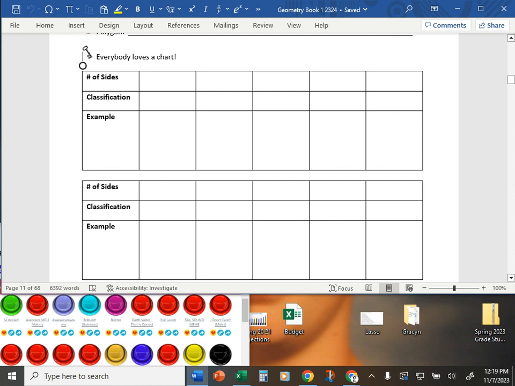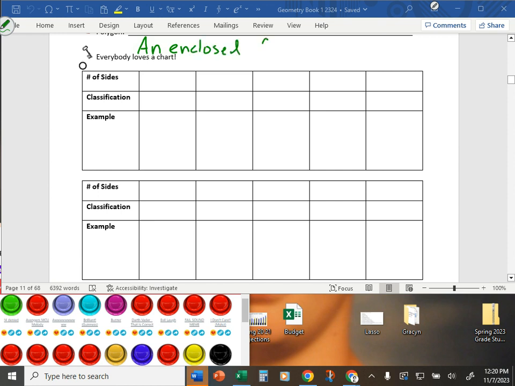I'll write the definition just below it so we can fill the boxes here. But what are the characteristics? What makes a polygon? It has sides. A shape that has a number of sides, it has a classification, and there's an example. Lovely. That's what I was going to say. It's an enclosed figure with straight edges.